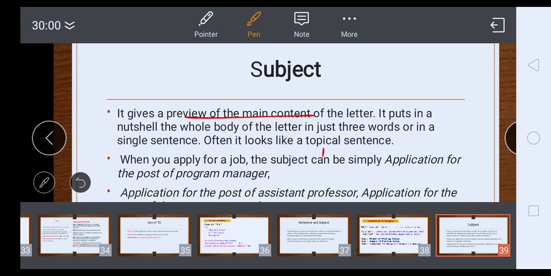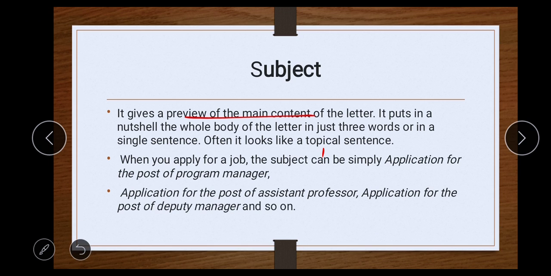We have stopped for a while on the slide of subject. So the next slide is the subject. What is mentioned in this element of a letter, that is, the subject? It gives a preview of the main content of the letter. It puts in a nutshell the whole body of the letter in just three words or in a single sentence. Often it looks like a topical sentence.